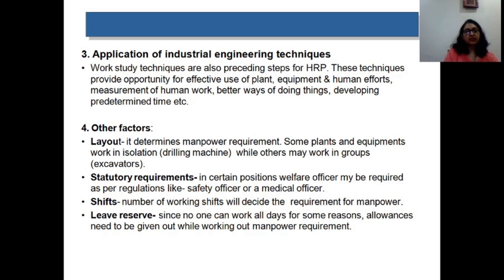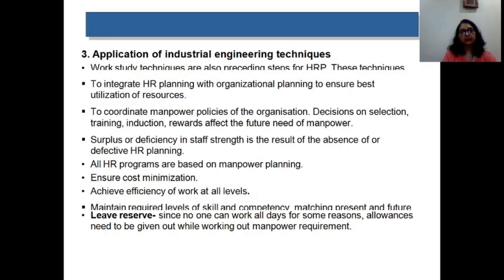Then shifts, that is whether the work is being carried out in shifts or not, also decides the requirement for manpower. Leave reserve. Now no person can work for the entire year. Employees do take leaves. So when you are doing human resource planning, this has to be taken into consideration, that people take leaves, and so that also will determine the manpower requirement.